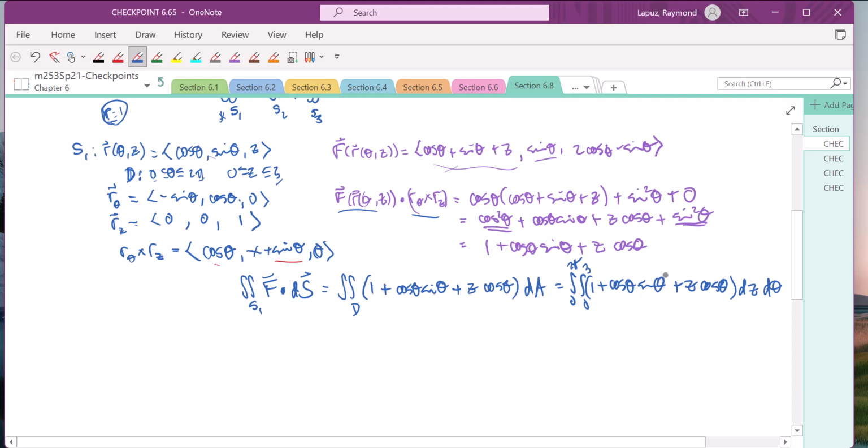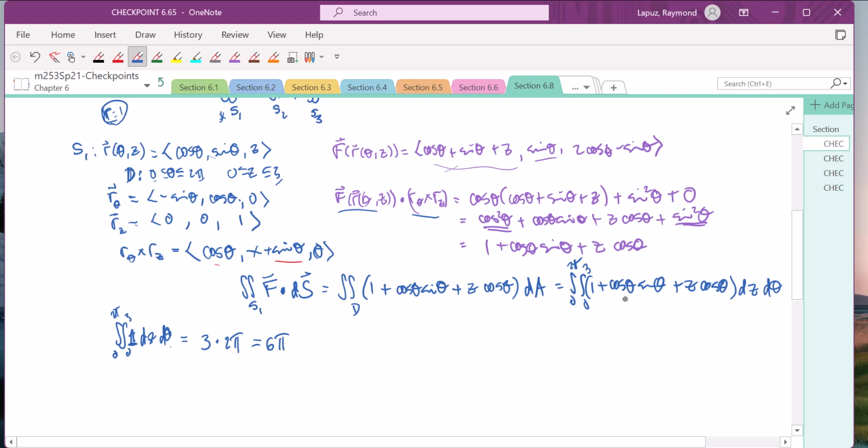It turns out that we can split this up into 3 separate integrals, and I do want to point out a couple of things. The double integral of 1 dz d theta, where z goes from 0 to 3 and theta goes from 0 to 2 pi, it's going to give us a z, and then z goes from 0 to 3, so that's going to be a 3, and then it's going to give us a theta, where theta goes from 0 to 2 pi, so that's just 2 pi. So this is going to be 6 pi.